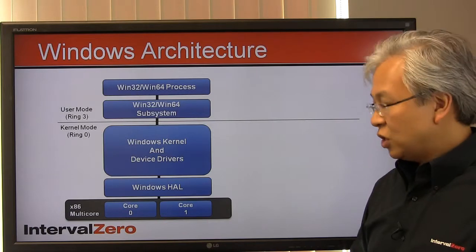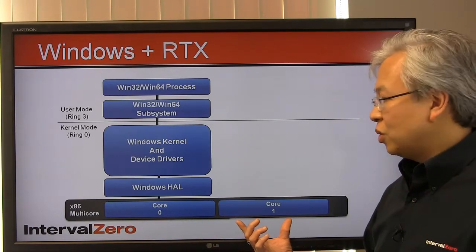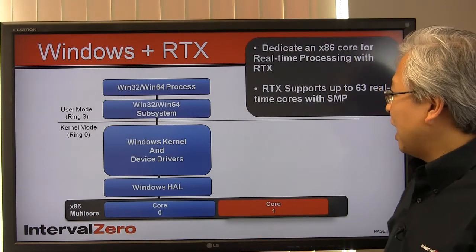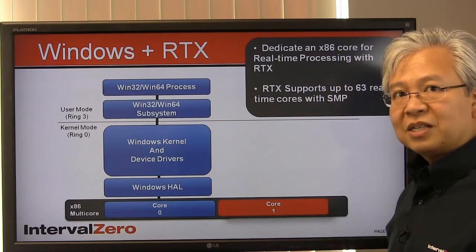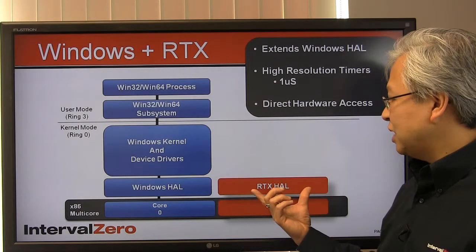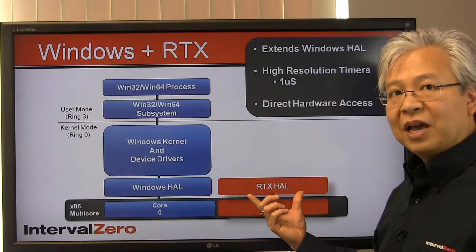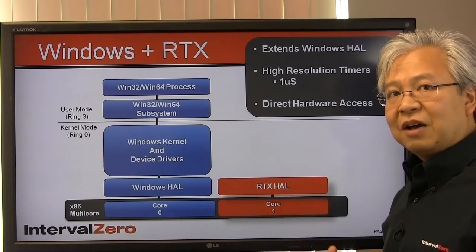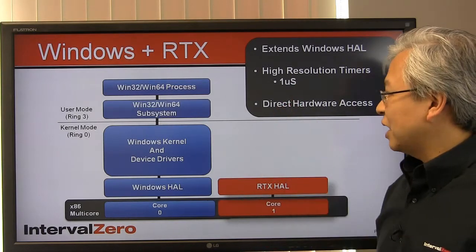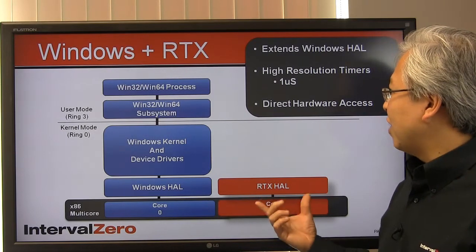Okay, so when you install RTX onto a system like this, what happens is now you can still use the dual cores, but you can dedicate one core for Windows and one core for RTX. And now you can have all real-time processing executing on this one dedicated core. So now here's the RTX HAL. So we extend the Windows HAL. We don't alter it or modify it in any way. So this is what allows us to have direct interaction, and we also have the ability to have up to 1 microsecond timer resolutions. So that's truly very deterministic interaction.